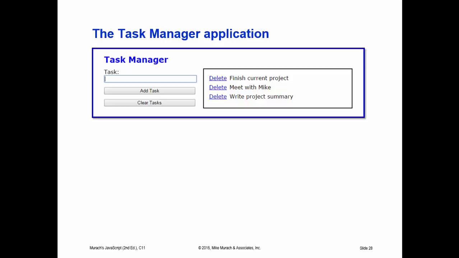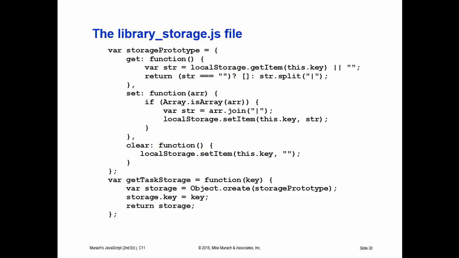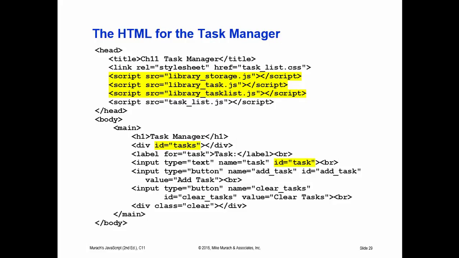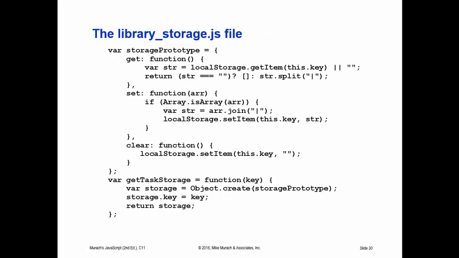All right, so you'll notice as we start looking through this, we again, up in our head section here, are adding our library functions. This application is going to convert the storage and the task list libraries from function libraries to object libraries. It's also going to add a task library for working with individual tasks. So there's the HTML. Here's the library underscore storage.js file.